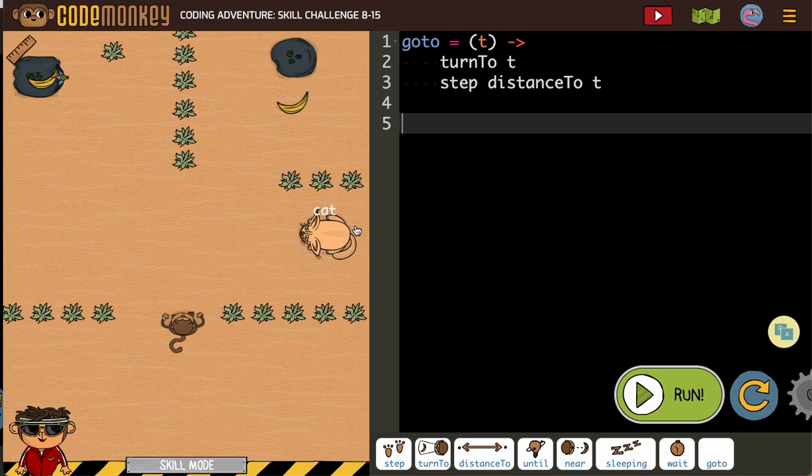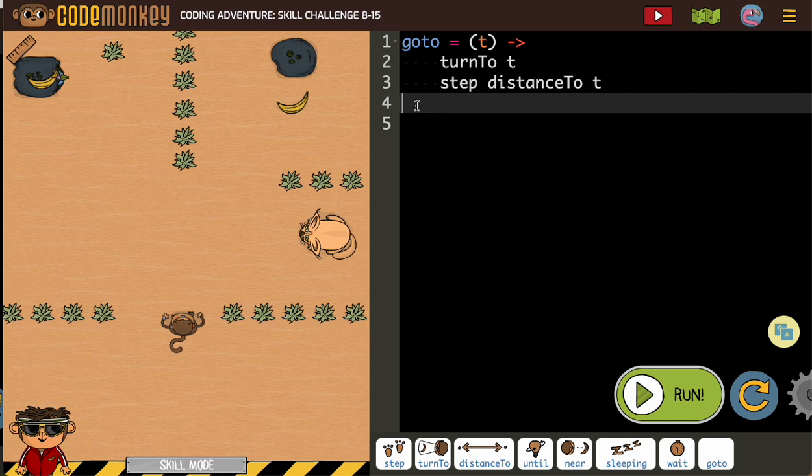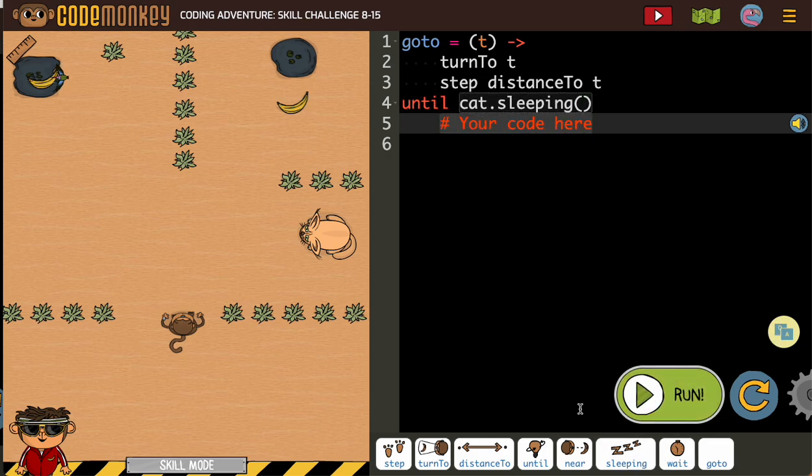Now, I'm wondering, that's banana one, that's banana zero. All right, we're gonna have to kind of use some bushes to get around, but I think we can. So let's start with what we know. We have to wait until the cat is sleeping. We're going to wait.